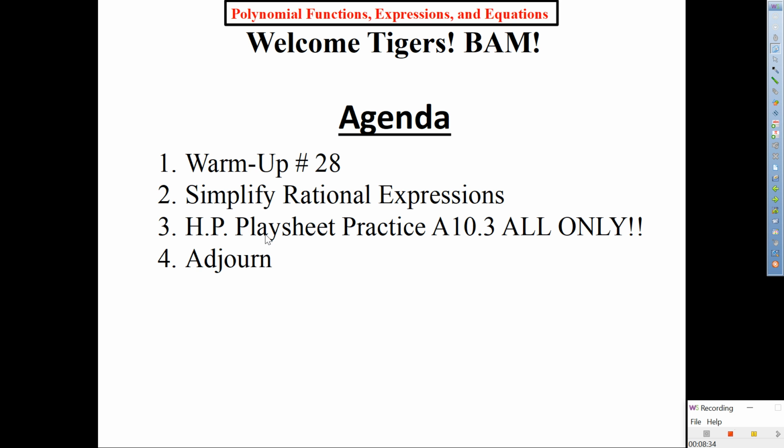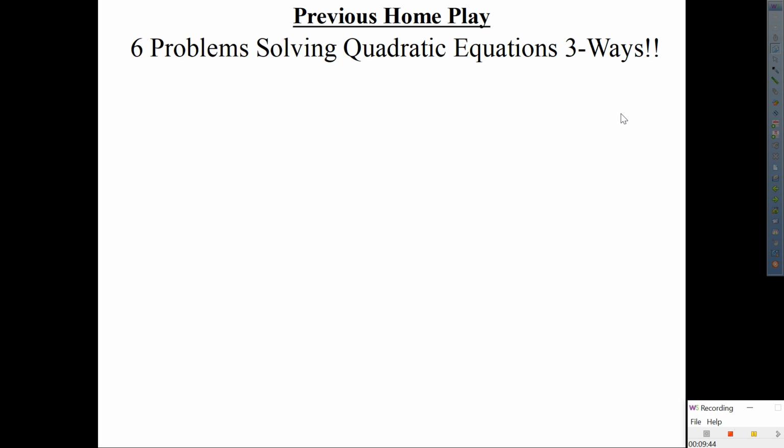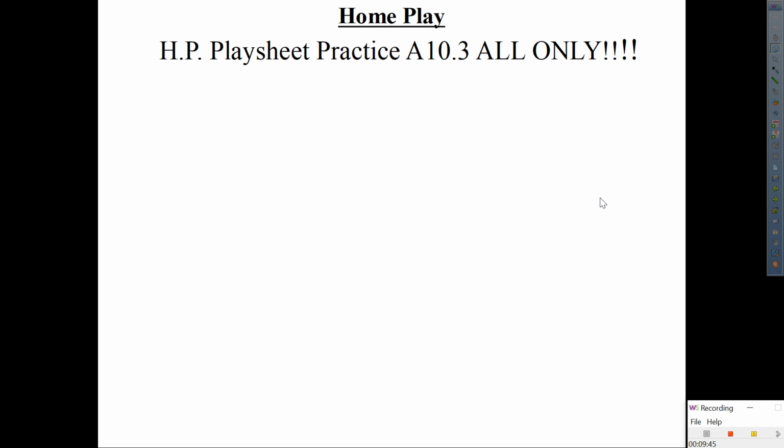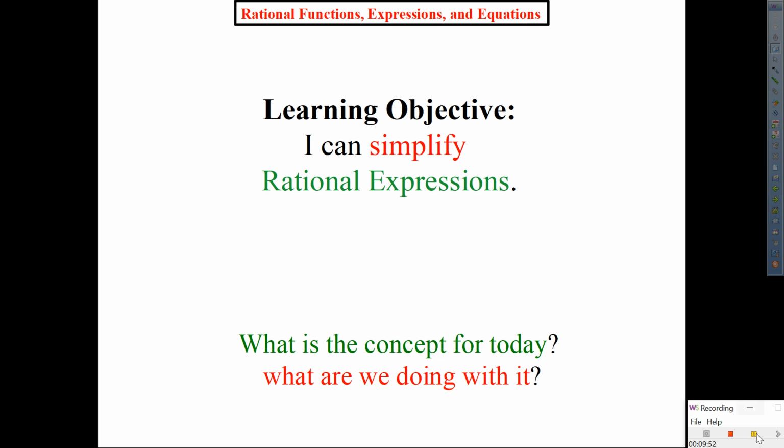So you're going to find out in Canvas there's a new module titled Rational Expressions. That's where you're going to find the play sheet. Okay? So get a Cornell note ready. You do need a Freire model, please. Get that set up. All right, our objective for today, I can simplify rational expressions. Copy that.